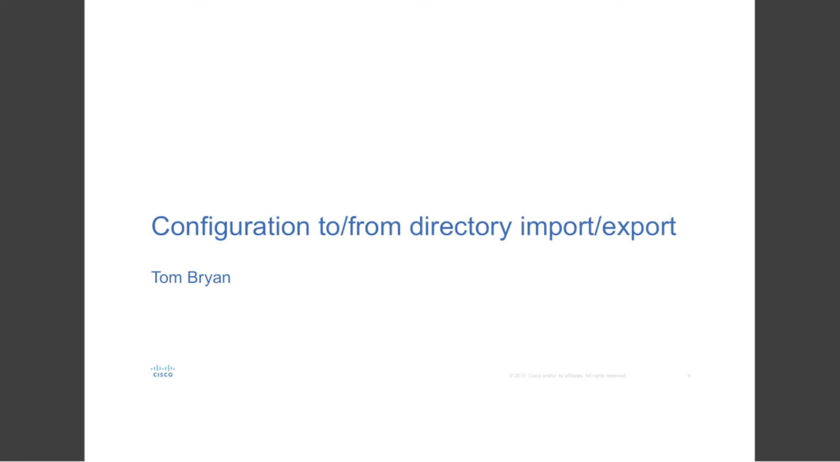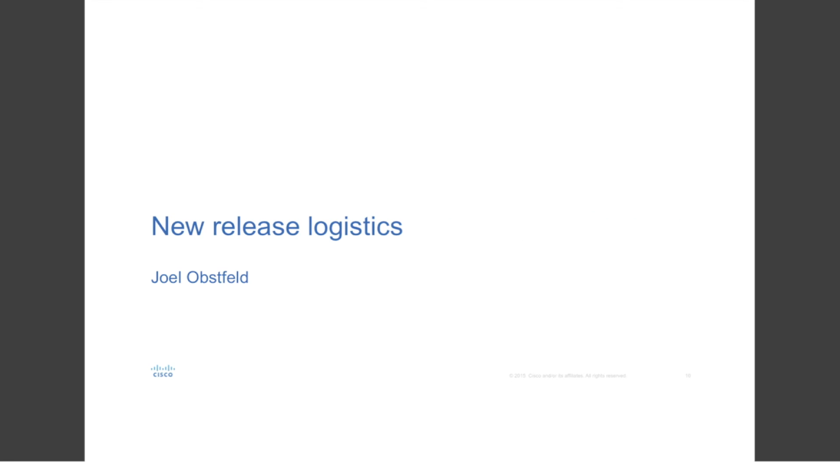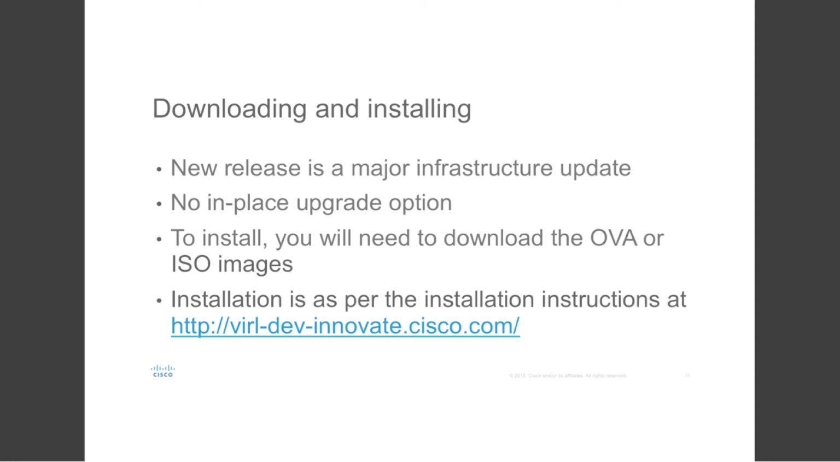Okay, we've got a few more minutes left, and we just want to run through some of the logistics around this new release. This is a major infrastructure update. We have upgraded from the OpenStack Icehouse release to OpenStack Kilo. The key piece behind that is where many of you will have experienced the ability to do an in-place upgrade. That, I'm afraid, is not going to be an option.